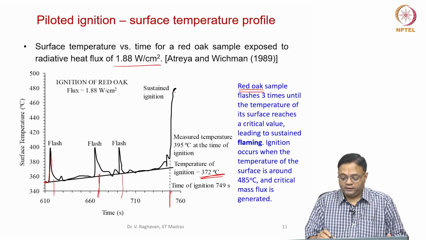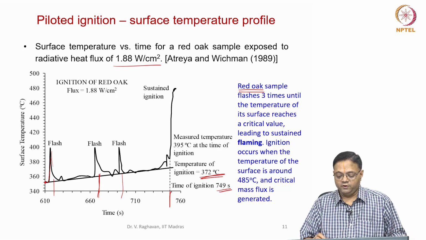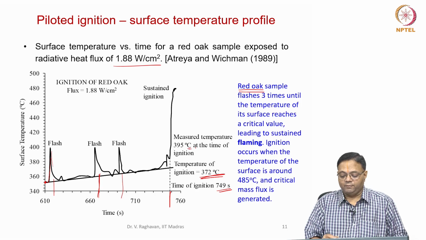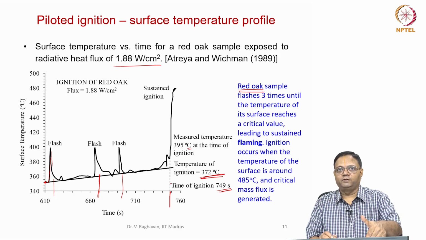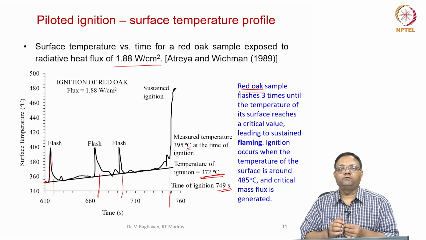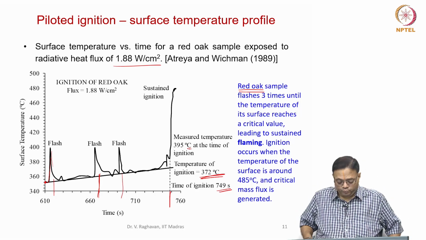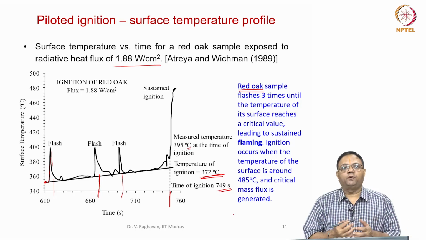So, the temperature at ignition is 372 degrees and the time for ignition is about 750 seconds. Now, the measured temperature is 395 degrees at the time of ignition. Within that period the gas phase is also heated up, and that is also transferring heat, apart from the radiant heat flux imparted from the cone calorimeter. So, there is an increase in temperature when a sustained flame is formed. This shows how complex the ignition of solids is. The time for ignition depends upon several factors.